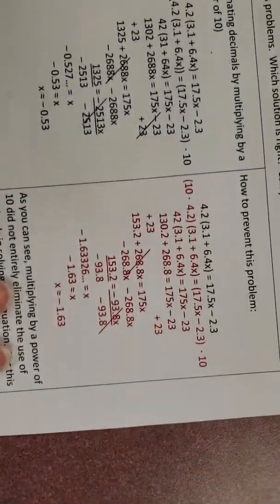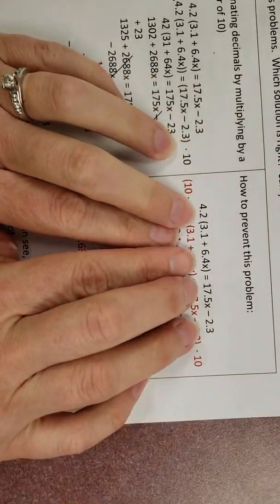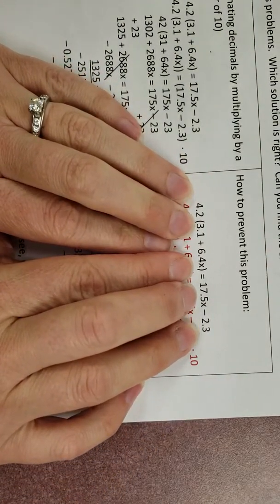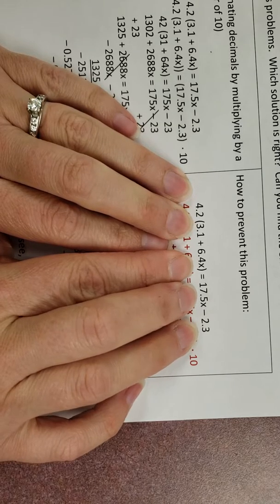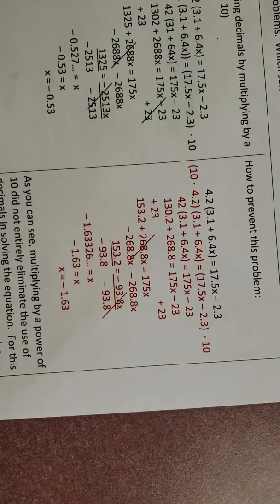So the conclusion that we came to for this is if you are one who likes to multiply your equation by a power of 10 so that you do not have to worry about the decimals, please use caution when you have an equation that is using the distributive property. A couple ways that you can go about this. Strategy one is to just solve it using the decimals and just be super, super careful.